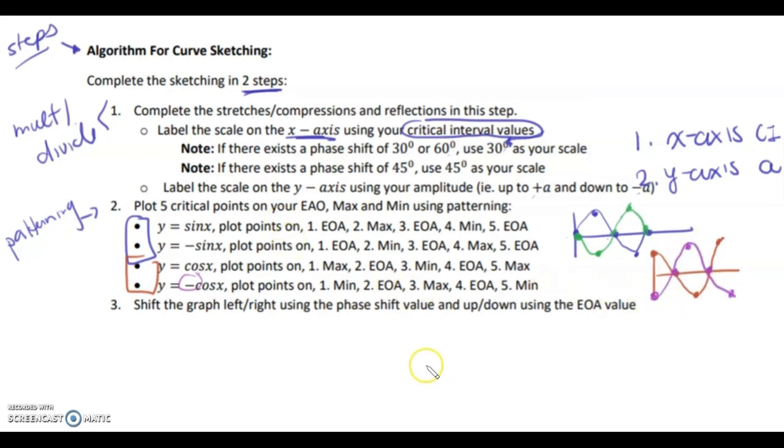So keep this handy. After you're done graphing, steps 1 and 2 are all the stretches and compressions. After we graph that as the first step, we can go ahead and shift it. So we shift it left, right, up, down: left and right using our phase shift, up and down using our equation of axis.